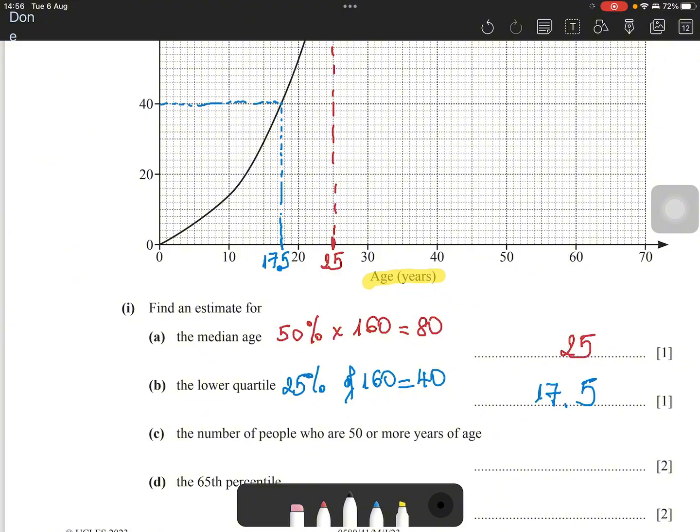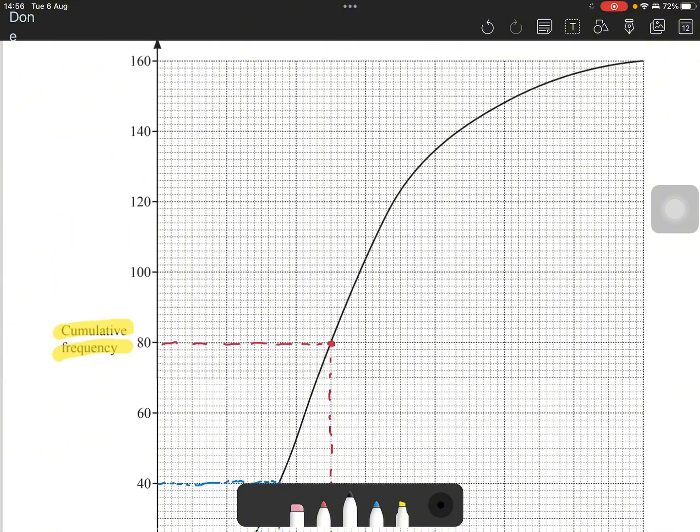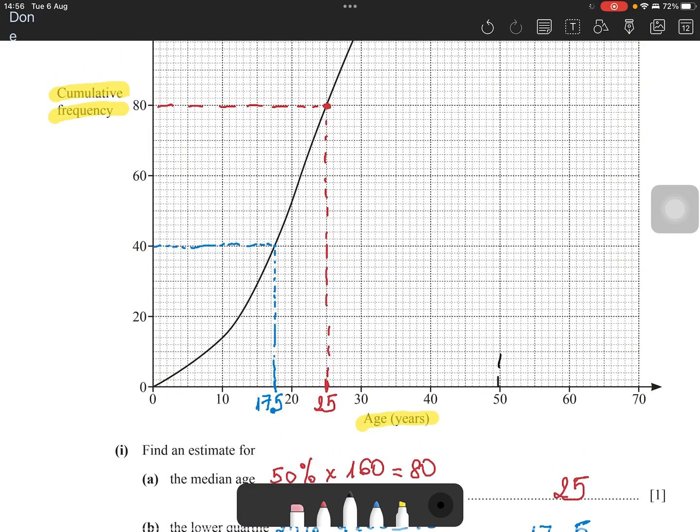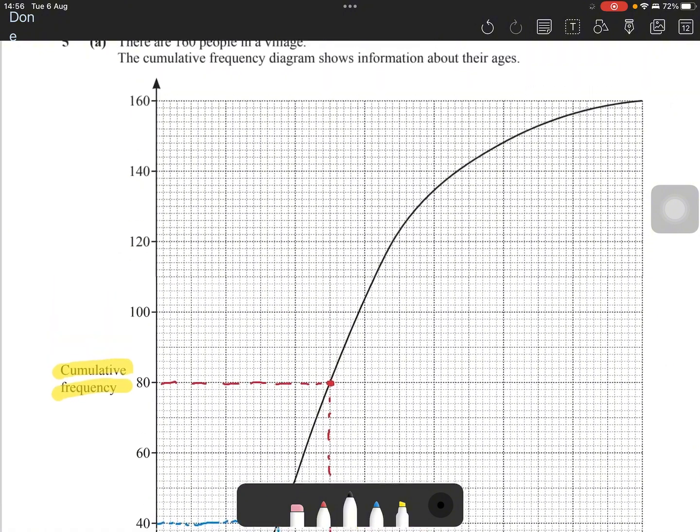C. The number of people who are 50 or more years of age. So let's check 50 or more. 50 is here. We'll start from 50 and we go up until we touch this point. Then we move it to the left. Here it is. This is the number of people who are 50 or more.